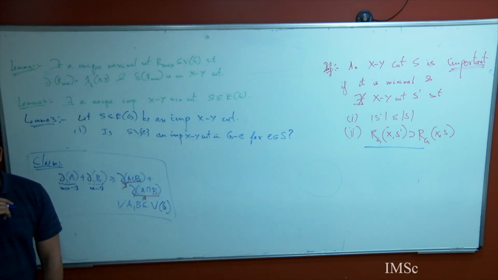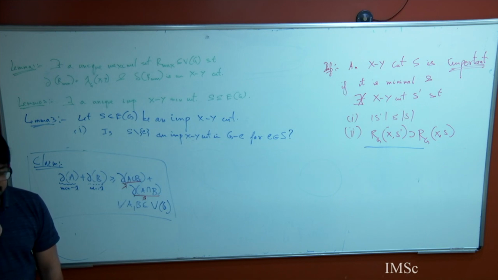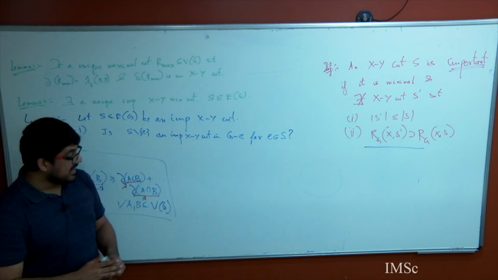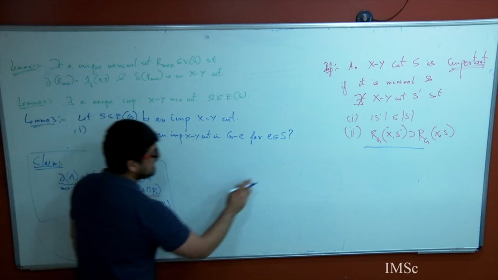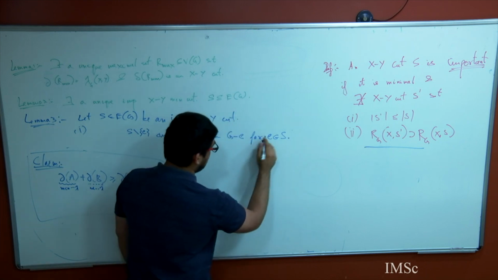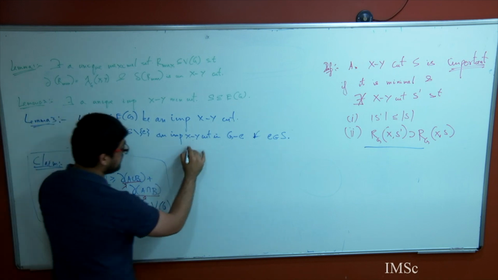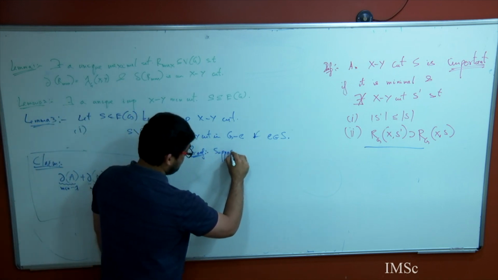Does anyone say no? If I take an important separator for G minus E and add E to it, yes. So that's really the proof. So the answer is yes. So again, how's the proof? Well, suppose not.